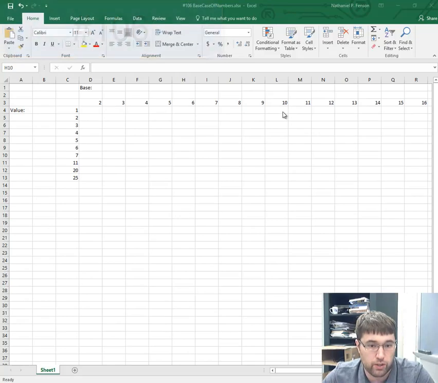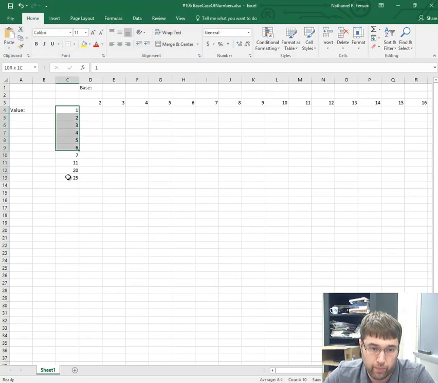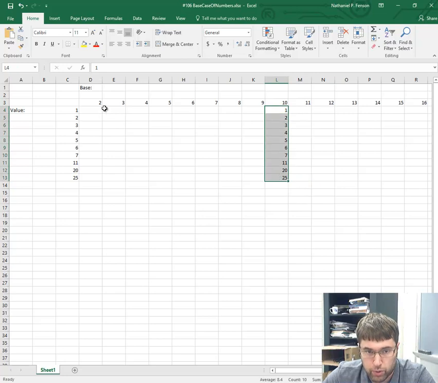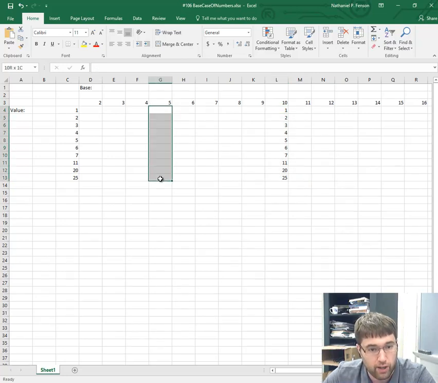First thing we want to do is we're counting in base 10 here. So these are all base 10 values, and we're converting base 10 values to base 10 values. So that's just the same exact thing: 4, 5, 6, 7, 11, 20, 25. Now that we know how to count in decimal, we should be able to count in base 5, for example.